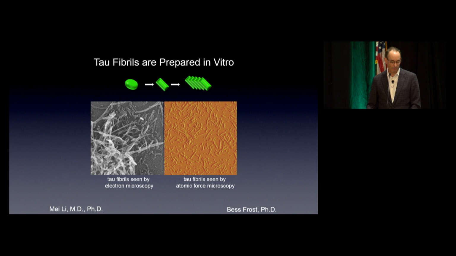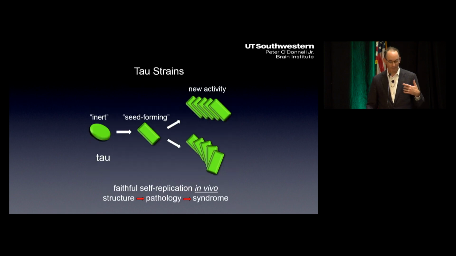This protein can easily be purified. It's thermostable if you make it in bacteria. You can purify it in a variety of different ways. We learned to do this in my lab when Bess Frost was there. Her name's at the bottom. And under the right conditions in a test tube, tau will self-assemble to form amyloid fibrils, the likes of which you can see either by electron microscopy on the left or atomic force microscopy on the right. And these have some similarity to the fibrils that are seen.